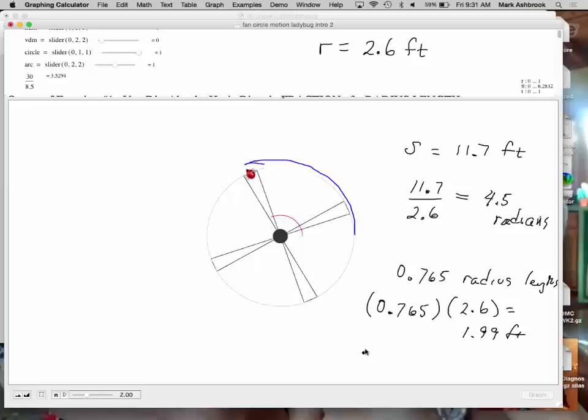Pi over 2 radians. Pi over 2 doesn't mean just a place on the circle. It means a number of radius lengths, or an openness in radians, and it takes you to the very top of the circle, right? So we want that number of radius lengths, pi over 2, and we're going to take that many times 2.6. And we get? Nice and loud. 1.35 feet.